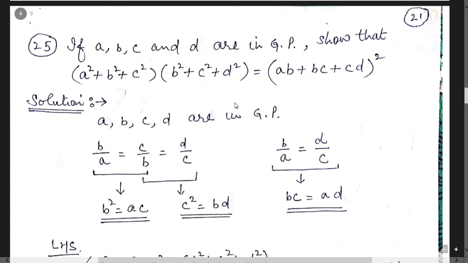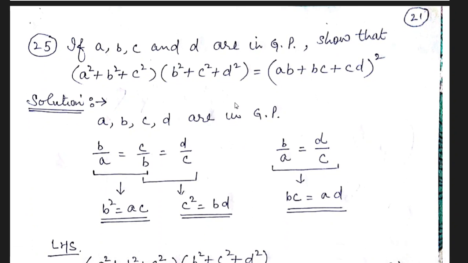Now what about question number 25? A, B, C, D are in GP and show that (a square plus b square plus c square) into (b square plus c square plus d square) is equal to (ab plus bc plus cd) whole square. Now you can proceed with this question by opening this product bracket and square bracket and then cancel some of the terms, and you can find the answer by inserting these sequences.